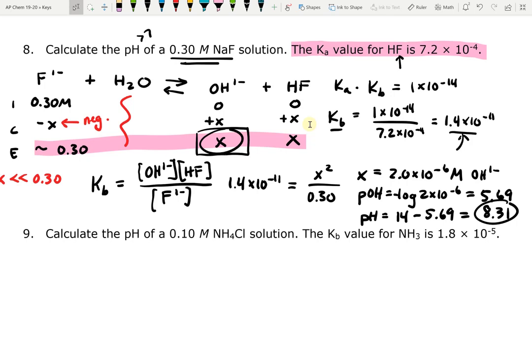So figuring out from the salt which participant is the important participant, and then coming up at some point along the way here with its Kb value if it's a base, or its Ka value from the given Ka or Kb for the original acid or base. That's kind of the idea.